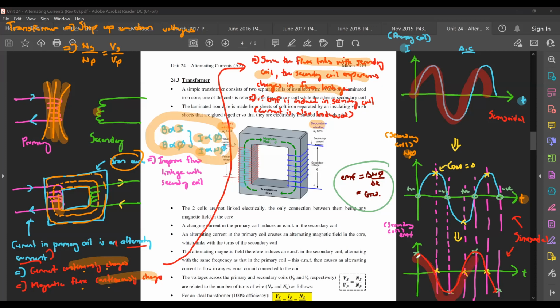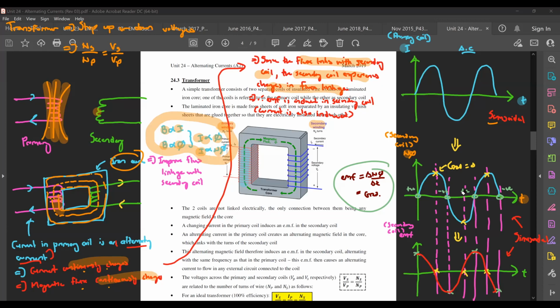Because sometimes when people mention sinusoidal, they automatically assume that it's a sine graph. That's not necessarily true. A sine graph is a sinusoidal graph. A cos graph is also a sinusoidal graph. When we say sinusoidal, it really just refers to the way in which it varies, which is a curve, like what you're seeing here.